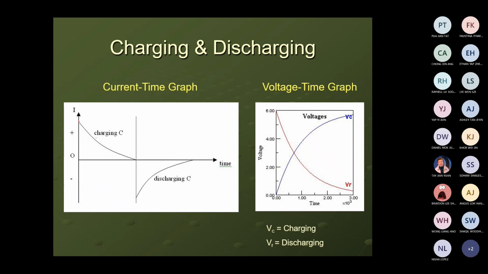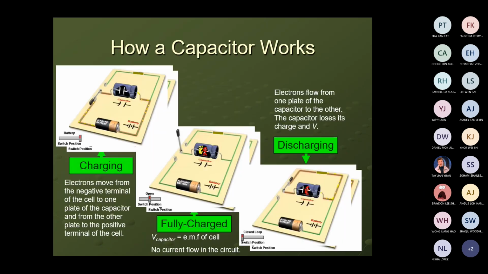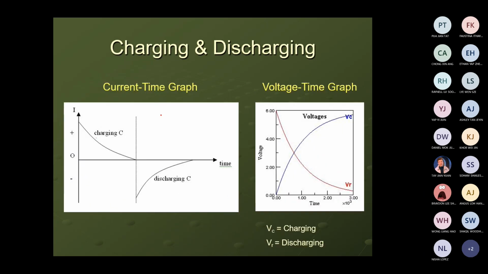When charging, this is what the graph looks like. When the capacitor was charged, charging means, as I told you, the first diagram connected to the battery. When the capacitor charged, the current flow is definitely going to decrease. It is found to decrease exponentially. The current will decrease exponentially.